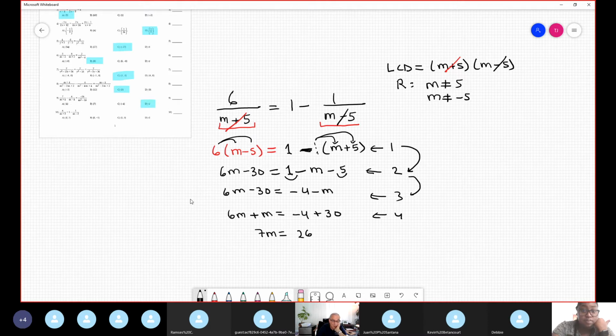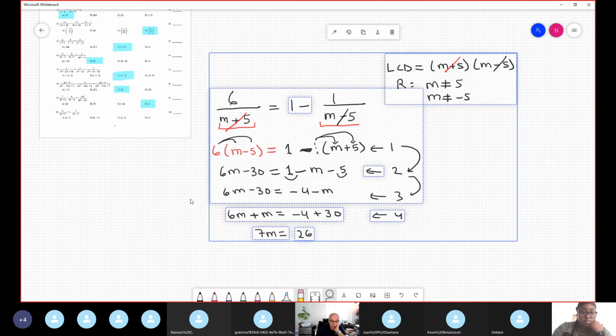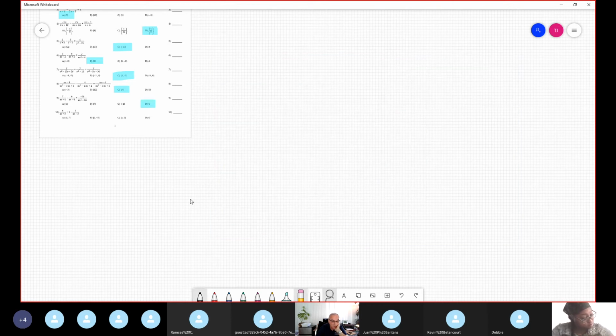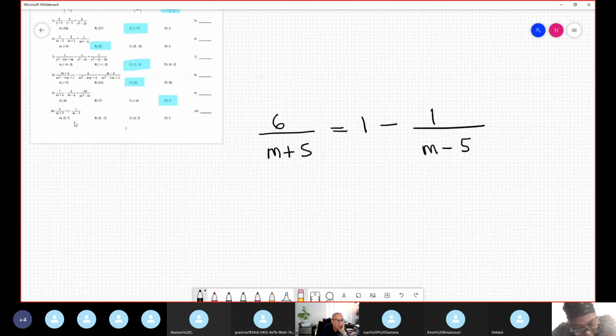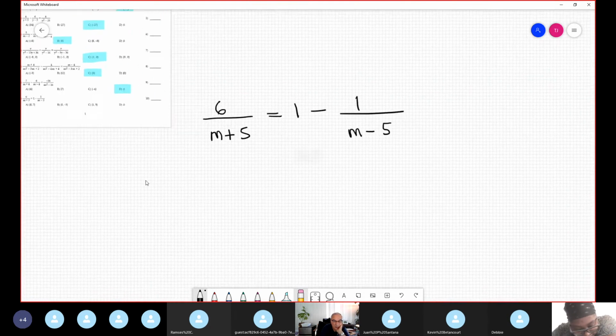Well, guys, when this situation happens, you start at the beginning, because I don't see the mistake. I redo it again. So I copy now: 6 over m plus 5 equals 1 minus 1 over m minus 5. Let me see again. Okay.